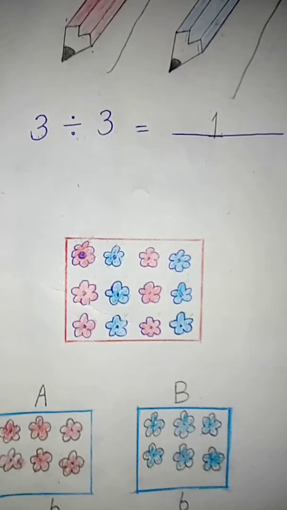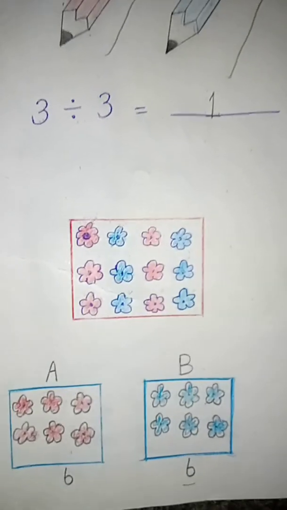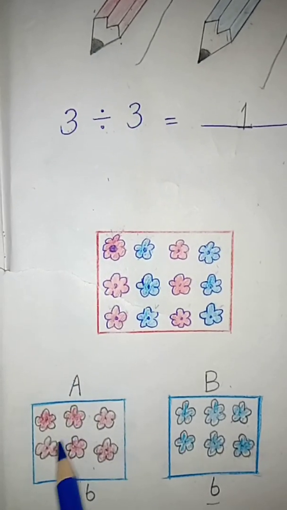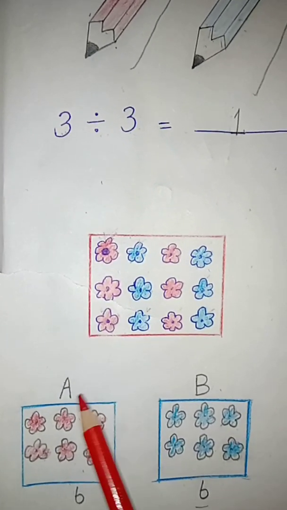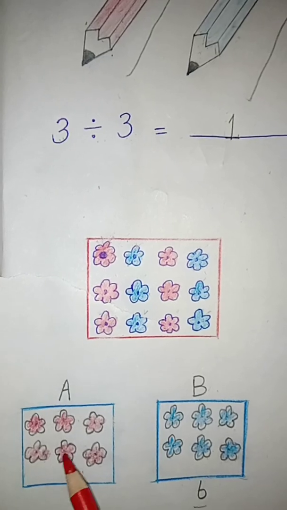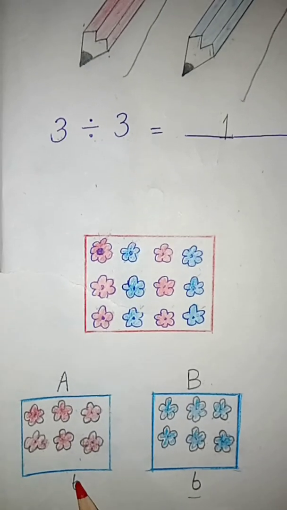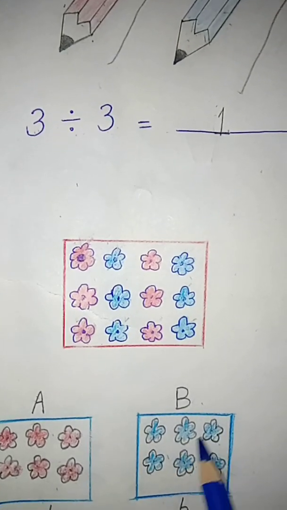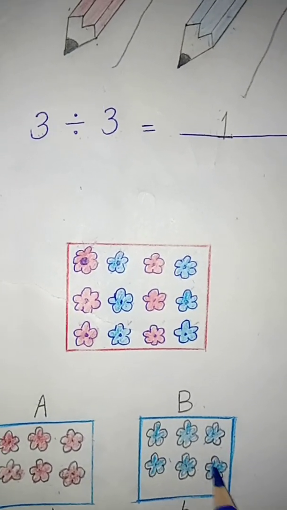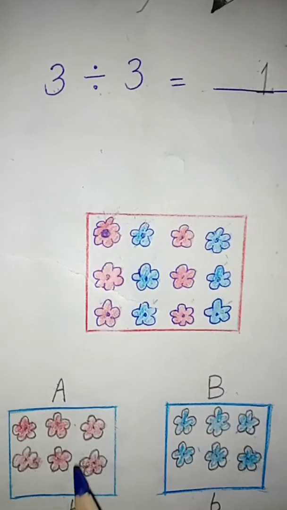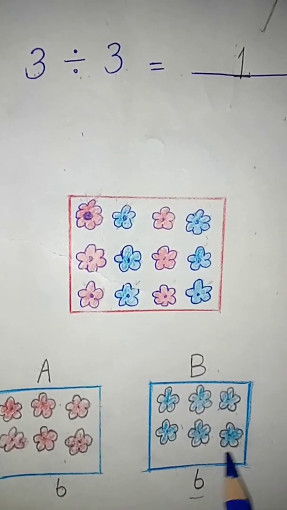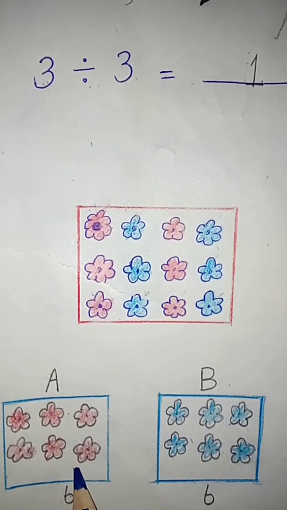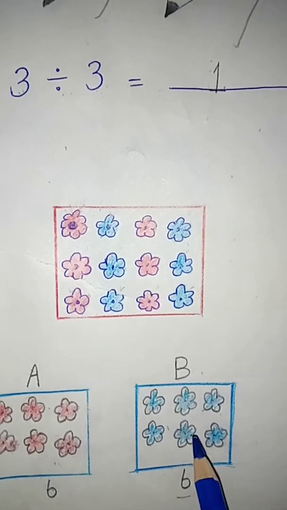Okay, now we will count how many flowers we have in each group. In group A we have 1, 2, 3, 4, 5 and 6, 6 flowers. And in group B we have 1, 2, 3, 4, 5 and 6, 6 flowers. We have 6 flowers in both groups.